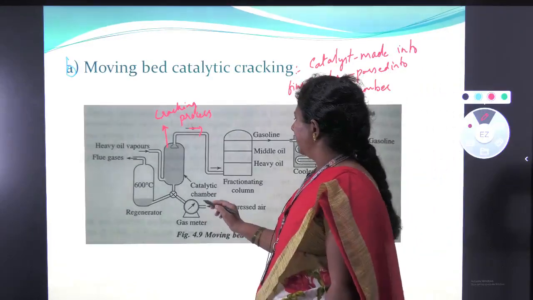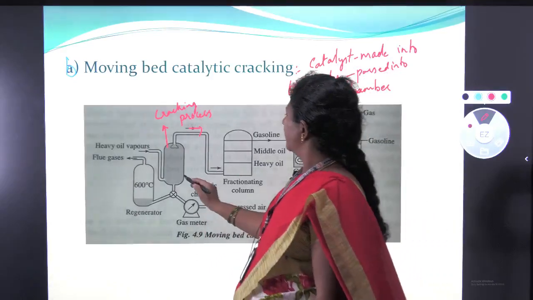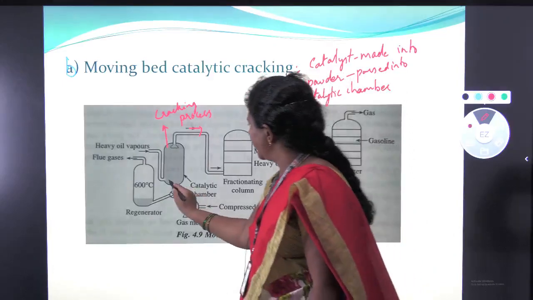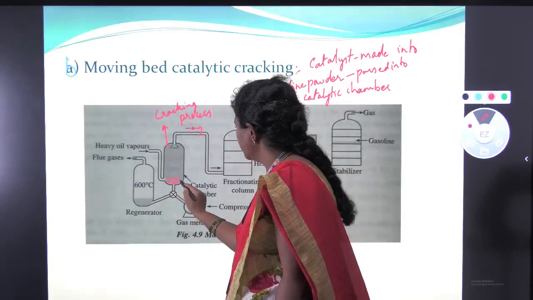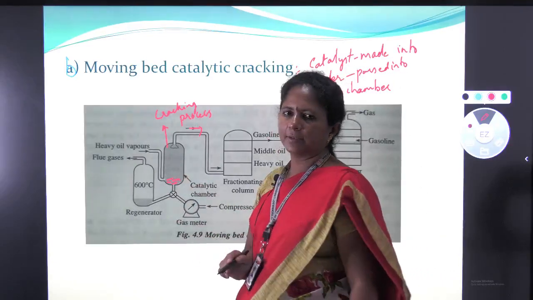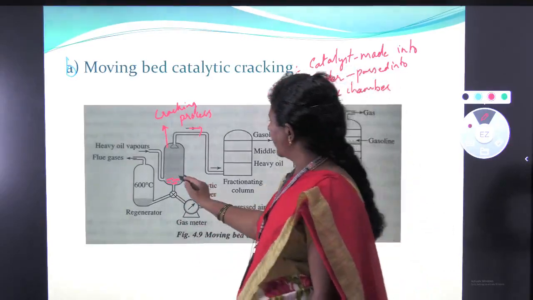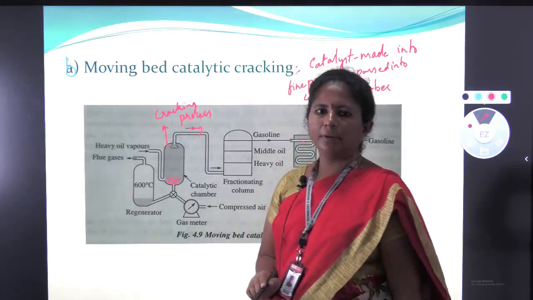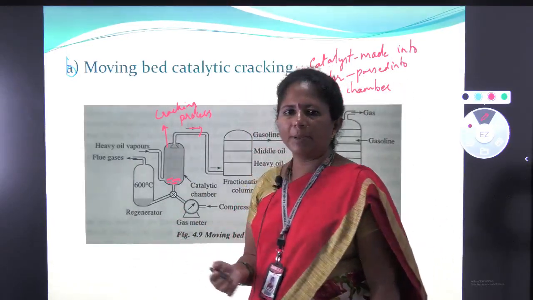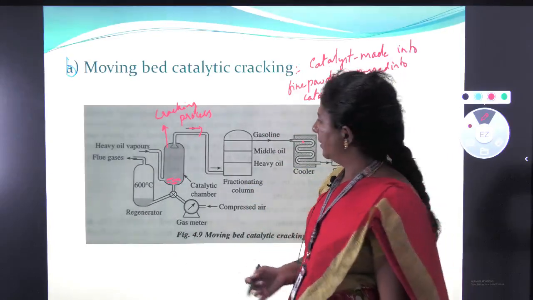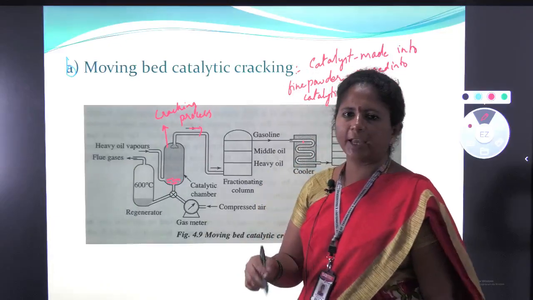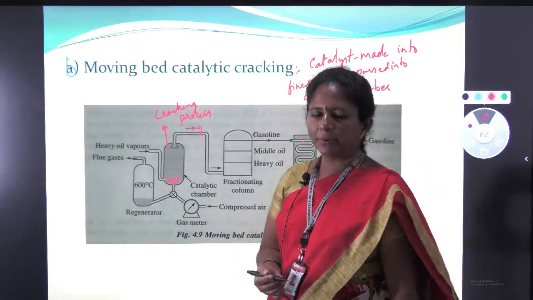After some time, the powdered fine particles of the catalyst will settle down at the bottom due to the deposition of carbon on the surface of the catalyst. Now these particles will be removed, and from these particles carbon will be removed by burning. Next, again these particles will be passed into the catalytic chamber for carrying out the moving bed catalytic process again.